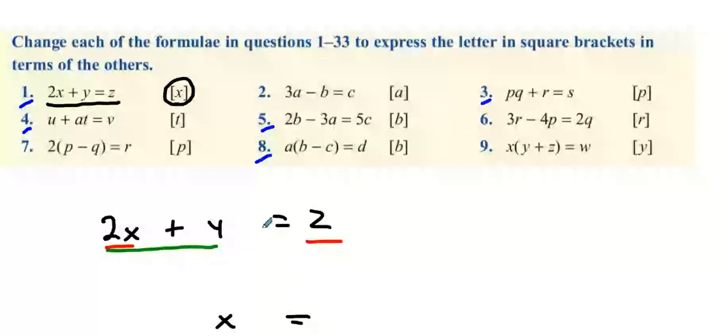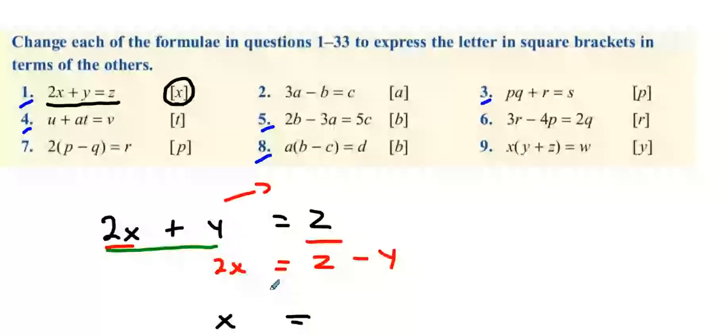So what you need to remember is multiplication is the closest thing to the x, which means it's the last thing that will move. So the first thing you're going to do is move the y over the other side. So you're going to get 2x equals z, take away y, because the plus y, when it changes side, turns into a minus y.